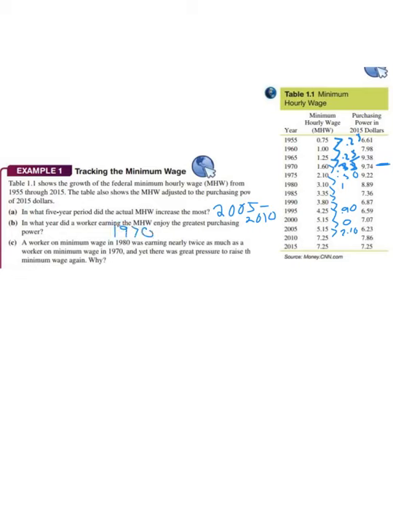Okay, and the last question here is saying a worker on minimum wage in 1980 was earning nearly twice as much as a worker on minimum wage in 1970, and yet there was a great pressure to raise the minimum wage again. Why? So here I would look back to history and see maybe if there was a big change in our economy back then, but usually the cost of living is constantly increasing.